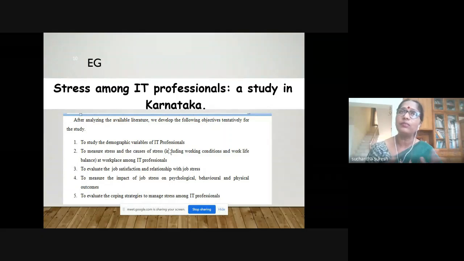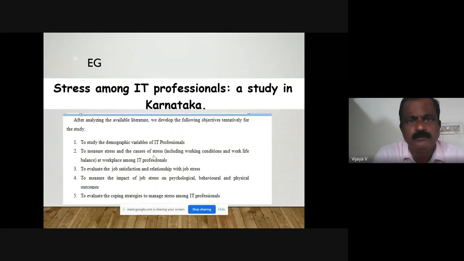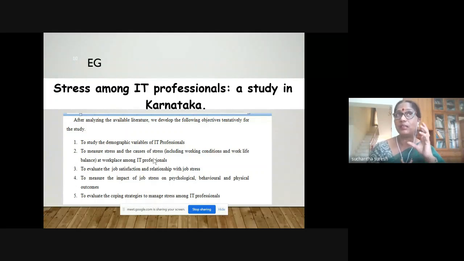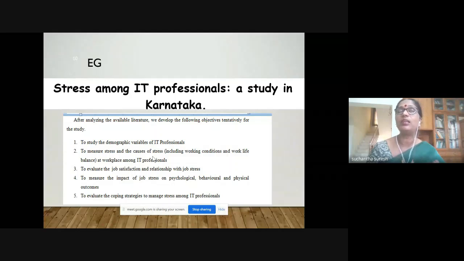What is the title? It's very general: Stress among IT professionals. Unlike the first topic, nothing is given in the title, but it is made very clear in the objectives. The objectives give clarity about what a person is doing. It should be like that, dear friends, so you have to concentrate here. The topic and the title should coordinate with each other. It should not deviate from the title. You can, but the title aspect should be there in your objectives.